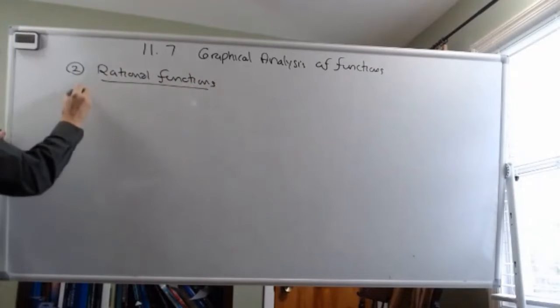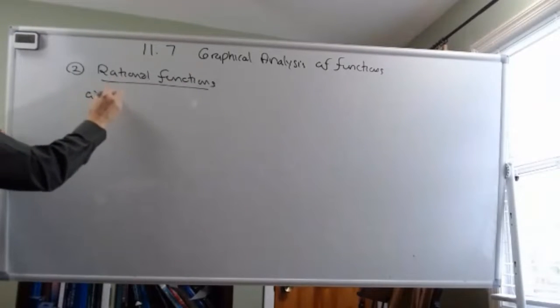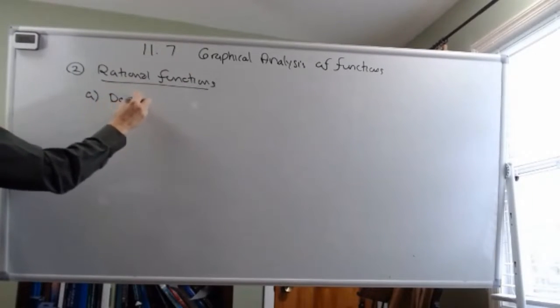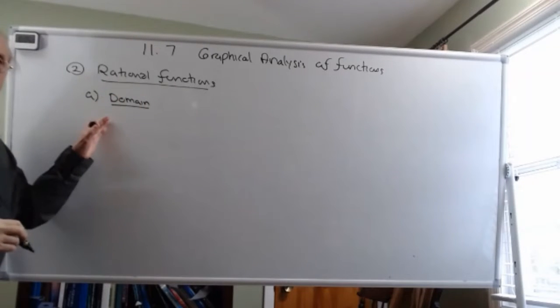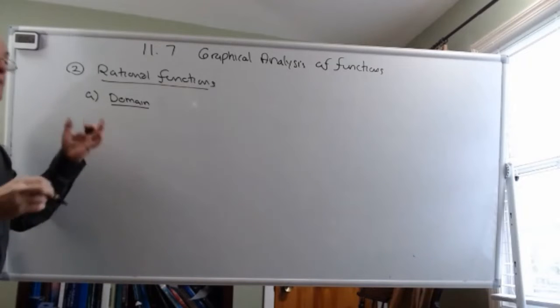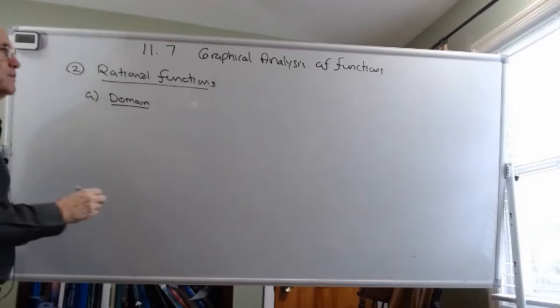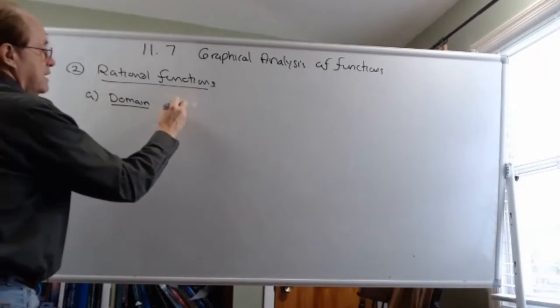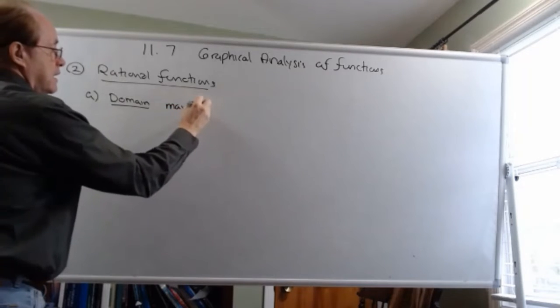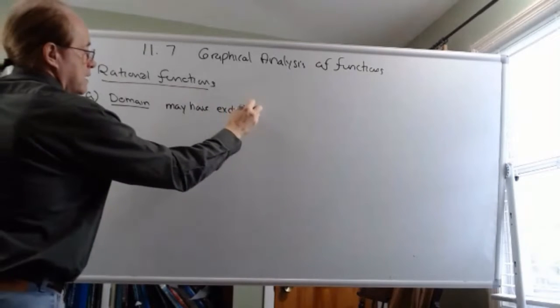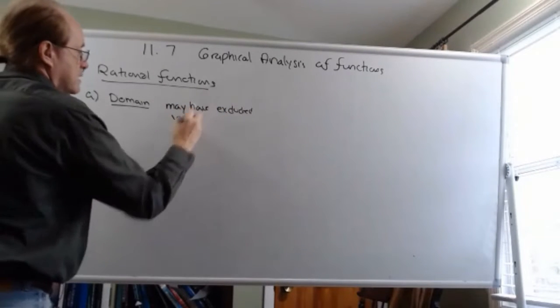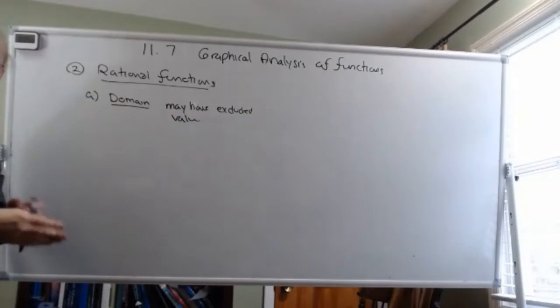Okay, so what are the interesting features of these? Here we have the domain. Now this is where you can have some interesting aspects. Unlike polynomial functions, rational functions may have excluded values, and you have to check that out. And what do you need to check? To see if the denominator goes to 0 or not. Is that an excluded value or not?